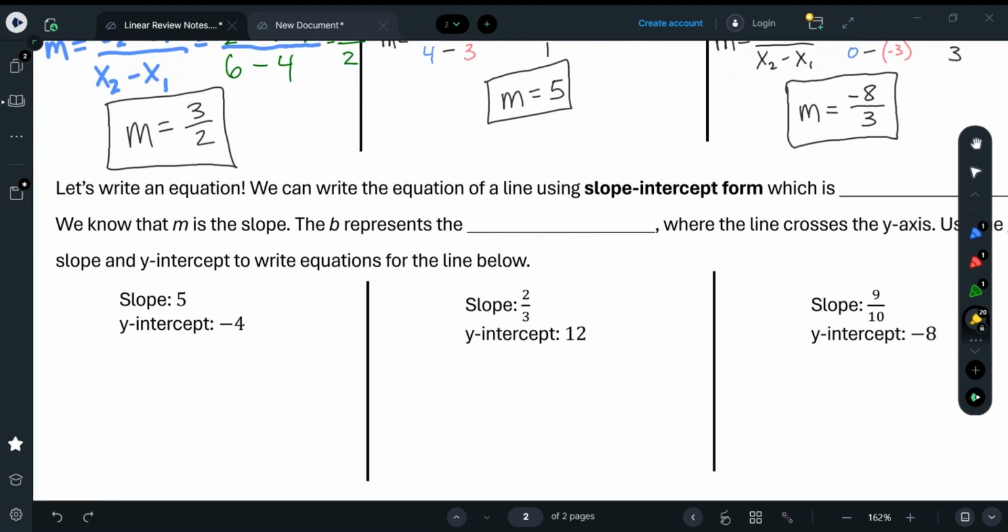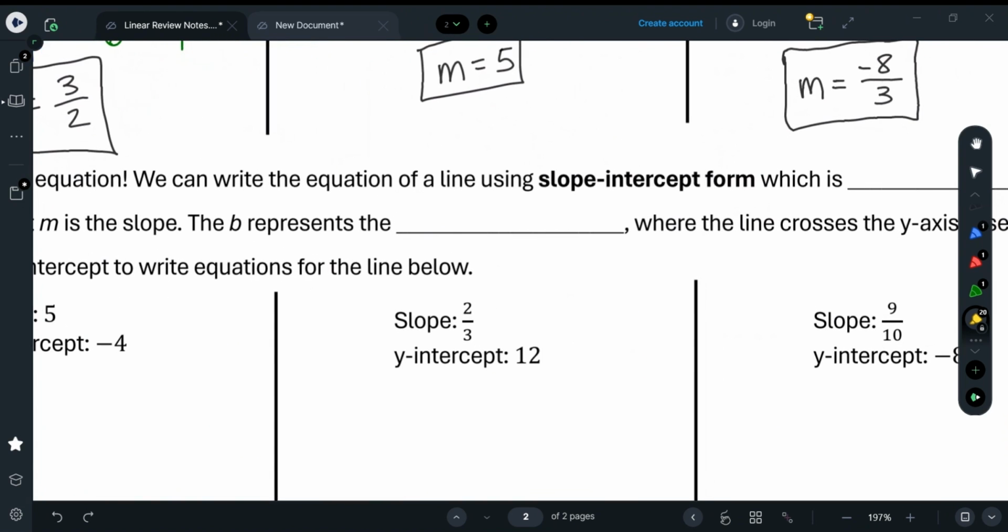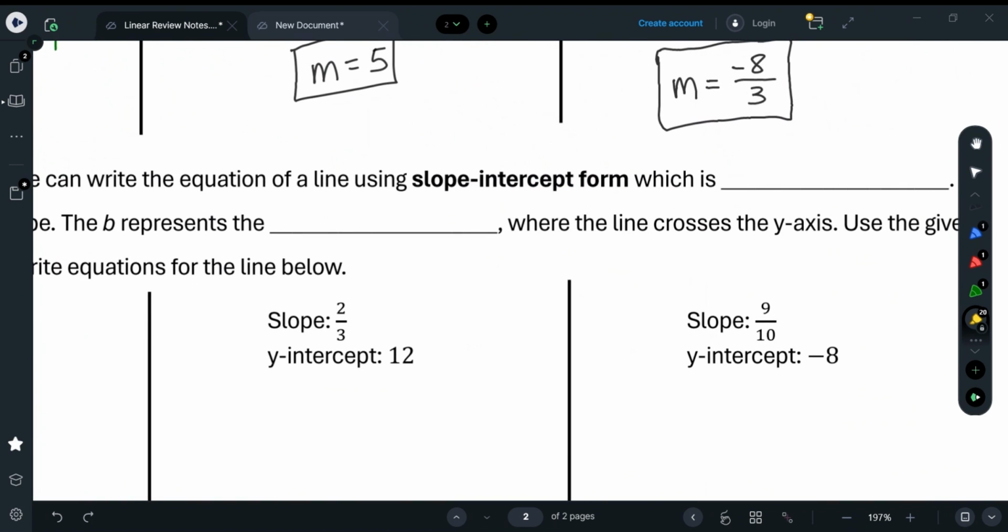What we're going to do here is write an equation for a line, and we're going to learn a couple different forms. Today we're going to learn the first form, which is slope-intercept form. There's two things that you need here to write an equation in slope-intercept form. You need to know the slope, and you need to know the y-intercept. Okay, now this is what it looks like. Slope-intercept form is like this: y equals mx plus b.